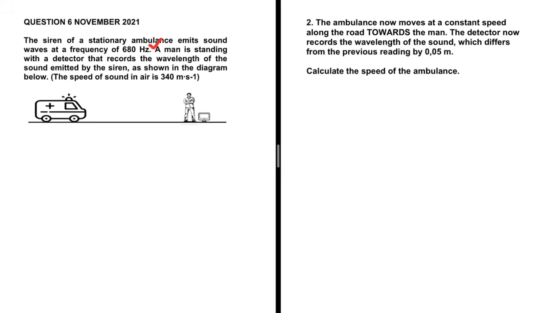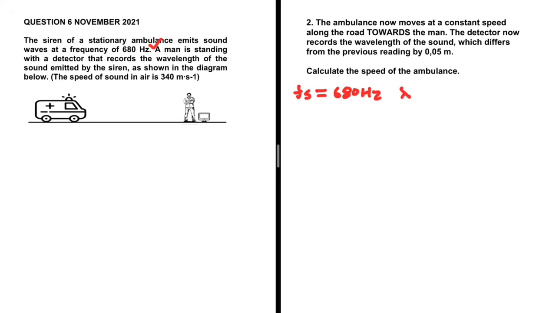So take a look at this. The frequency emitted by the source is equal to 680 hertz. This is the frequency emitted by the source. But as for the frequency that is experienced by the listener, the frequency that is detected, we are only given the wavelength, right? Because take a look at this.